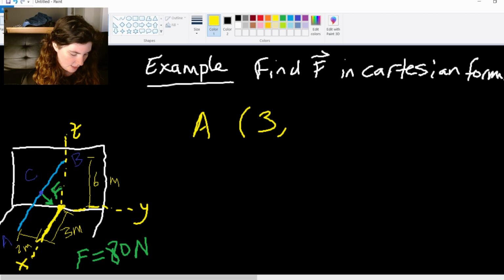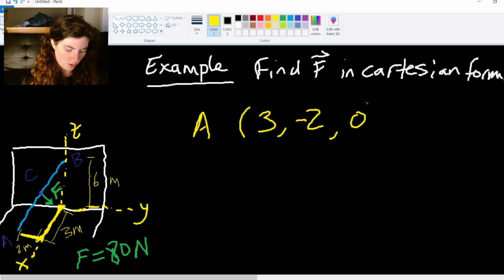And then it goes over by 2 meters, negative. So negative 2 meters. And then our z, since it's on the floor, our z is going to be 0. There's no elevation.